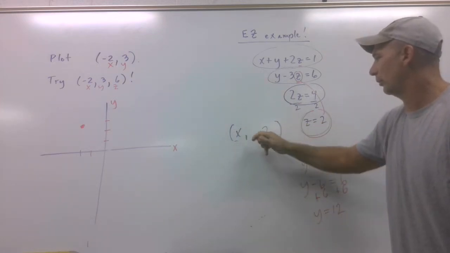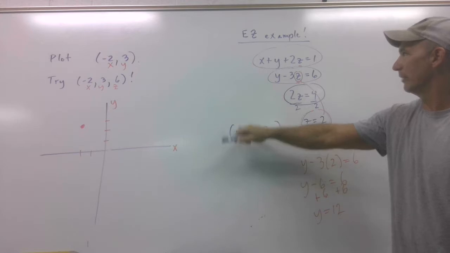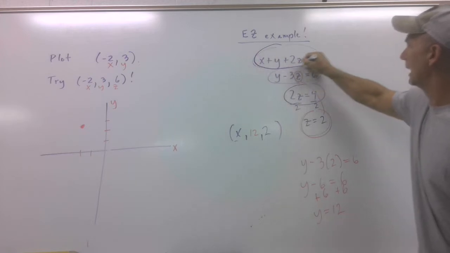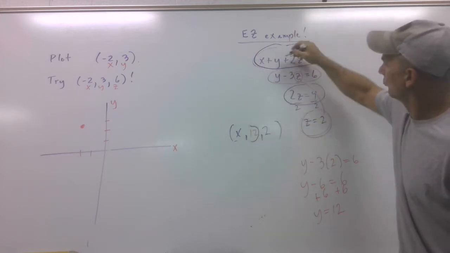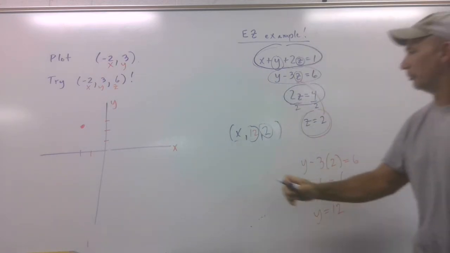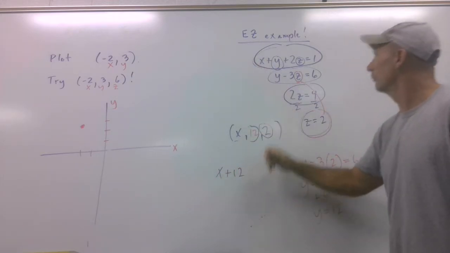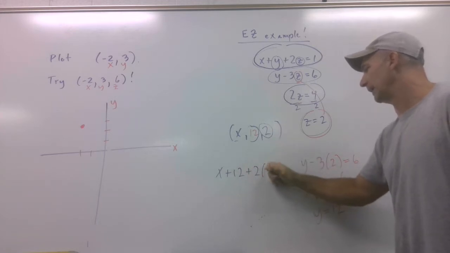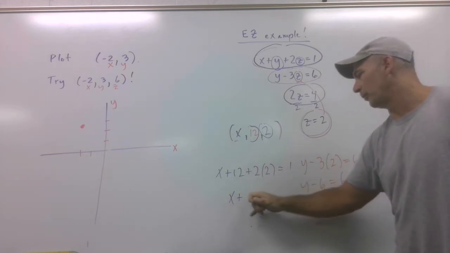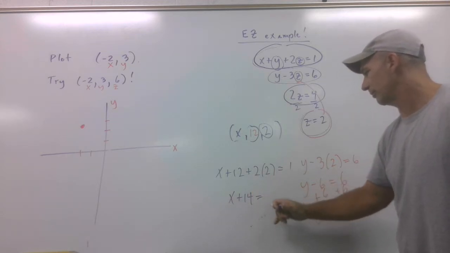So here we go. We're going right down the list. What's the last thing I need to find? I got to find x. Where's that? Right here. It's the only equation that has the x in it. So we're going to take this and understand that y equals 12, we're going to put it in there. z equals 2, we're going to put it in there, and then the only variable remaining would be x. So x plus y plus 2 times our z equals 1. So this is just x plus 12 plus 4 is 14, right? Equals 1.